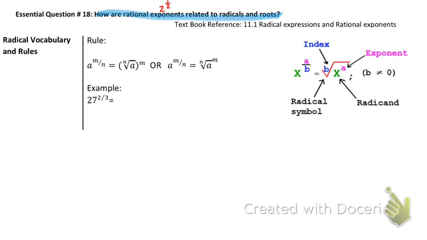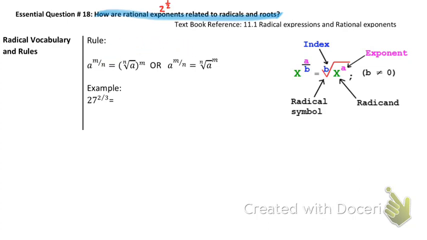Once we got that out of the way, it's a very simple rule that we have to remember. What you have to understand is when you have a fraction in the exponent, we can convert it into a radical format, and I'll show you how to do it. It's very simple. There are two different ways to write it, and I will show you that as well.